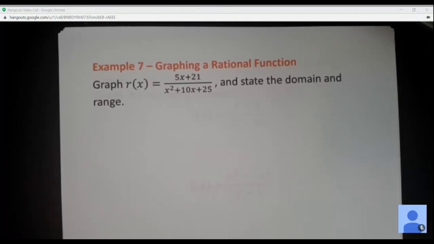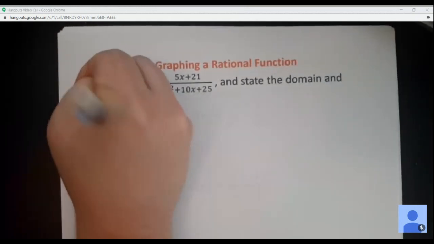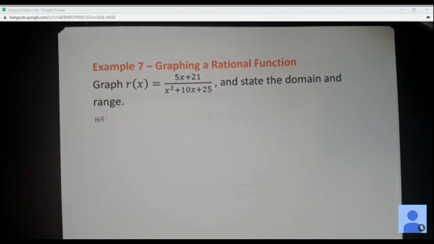Take a look at this one. Okay, so again, same thing. I want to find horizontal asymptotes, vertical asymptotes, and domain, and then we'll take a look at the graph. So if I'm looking for horizontal this time, what's our horizontal asymptote going to be? Okay. All right. Good, Kenneth. Right. So it's either there isn't one or it would just be y equals 0.